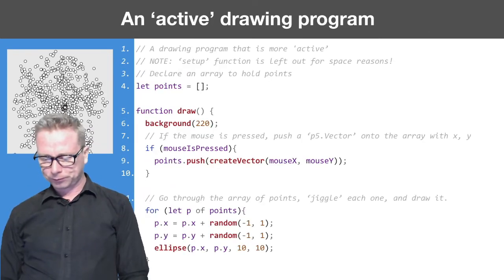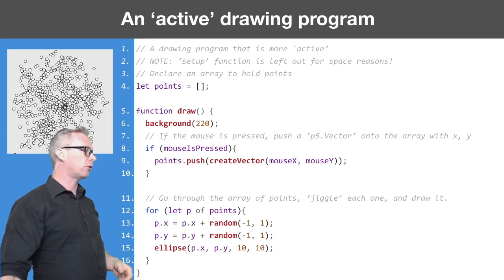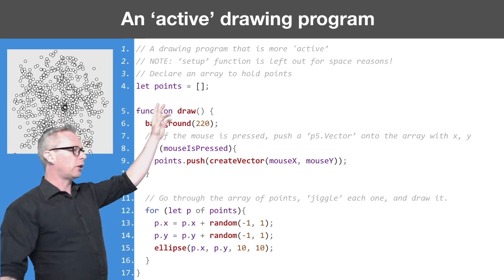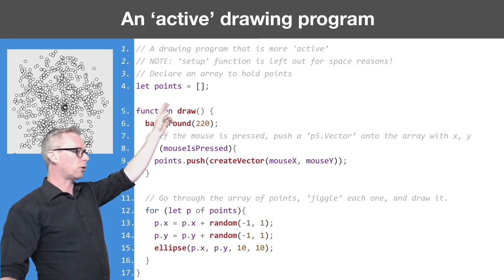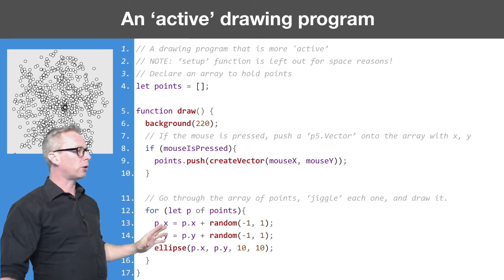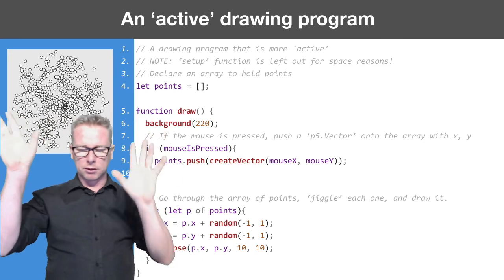So anytime the user moves their mouse around on the screen with the mouse button pressed, it will draw. Here's one that's slightly more active if we're thinking about that active drawing brief. Here we don't just draw circles, but we store those points in an array, and you'll find out about that in the second tutorial. And each time through the draw loop, we jiggle them around so they move around randomly on the screen, so it becomes a little bit more active.